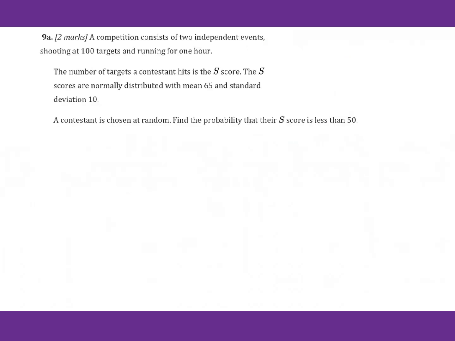Let's go to 9a. A competition consists of 2 independent events, shooting at 100 targets and running for 1 hour. The number of targets a contestant hits is the S-score. The S-scores are normally distributed with a mean 65 and a standard deviation 10. A contestant is chosen at random. Find the probability that their S-score is less than 50.